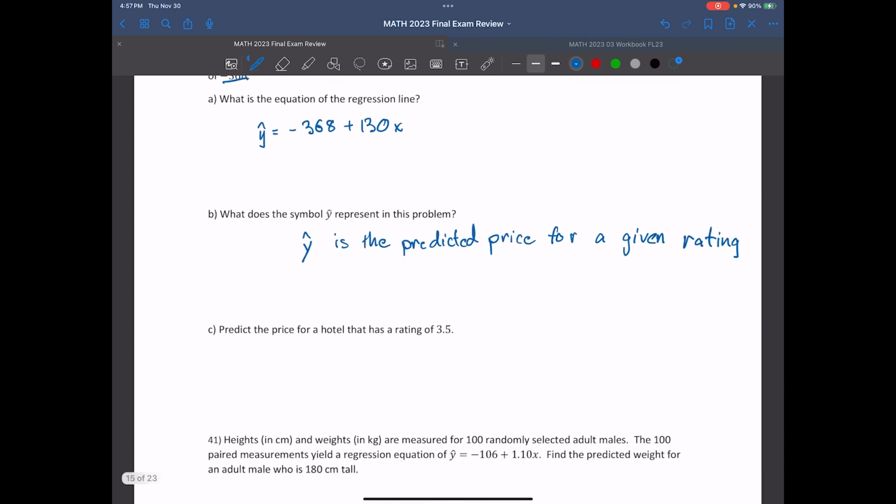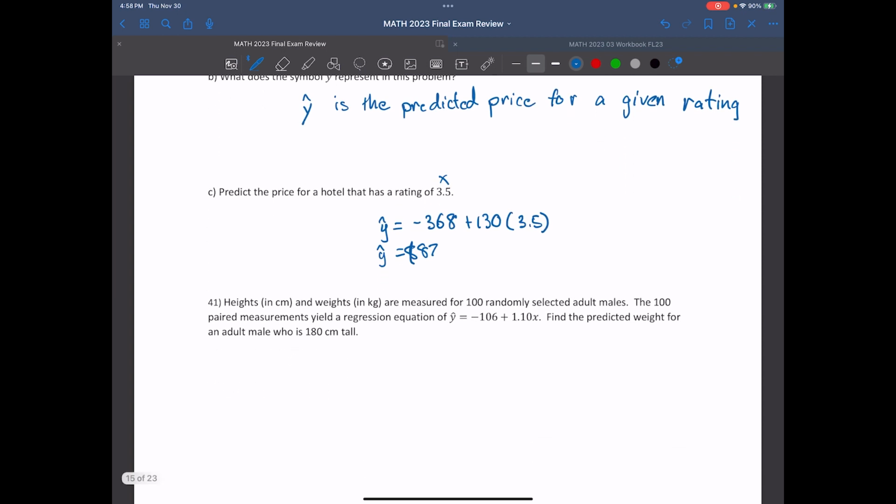Since we now have an equation to predict, we can take some value of x. In this case, the rating is 3.5. We find y hat is equal to minus 368 plus 130 times 3.5. Plug that into a calculator and we'll find that y hat here is equal to 87. This is dollars. So if it's a 3.5 rated hotel, we can predict that the price is going to be $87.